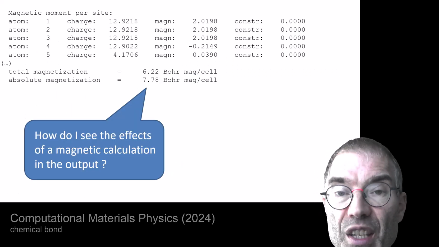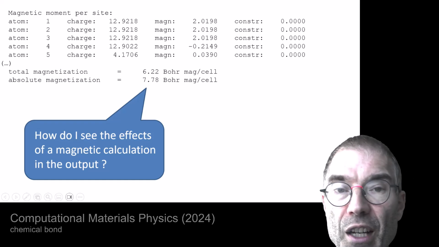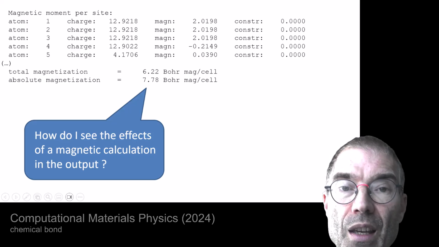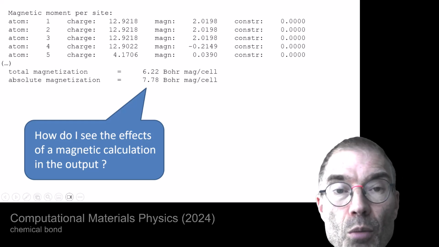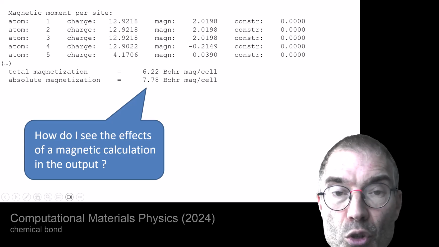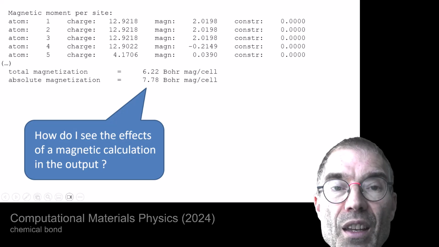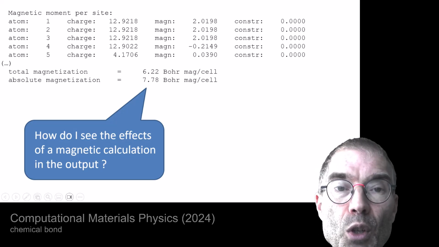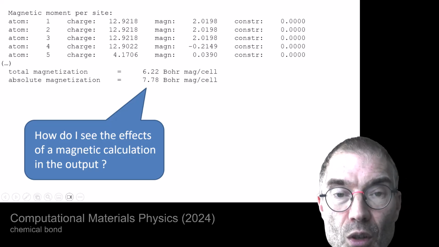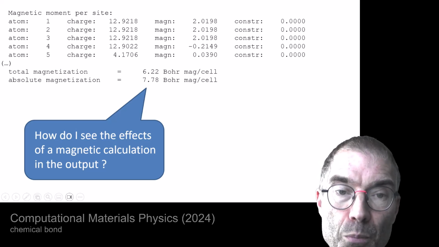If you use nspin equals 2, then you will see extra information in your output file. You will see the magnetic moment per atom, which is the difference between the number of spin up and spin down electrons. Every difference of 1 gives you 1 Bohr magneton of magnetic moment. So in this case here, atom number 1 in my structure has 2.02 Bohr magneton of magnetic moment. And you have this value also per unit cell.